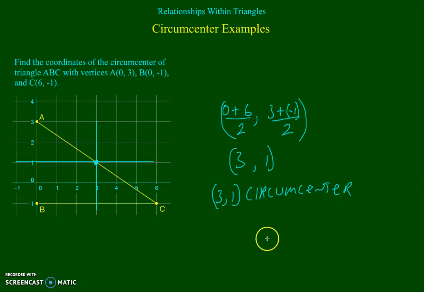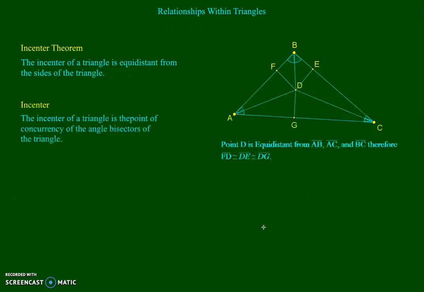Okay, let's move on to the next section and see what we can find out there. In this section, we encounter our next point of concurrency, and that's called the incenter. And an incenter is the point of concurrency of the angle bisectors of the triangle. So circumcenter was perpendicular bisectors. Now we have angle bisectors. So AD, BD, and DC are angle bisectors.